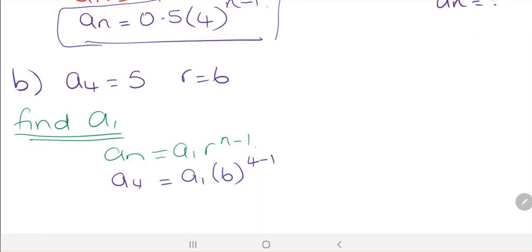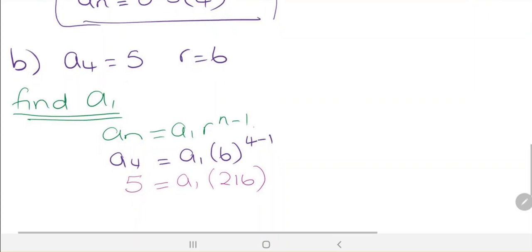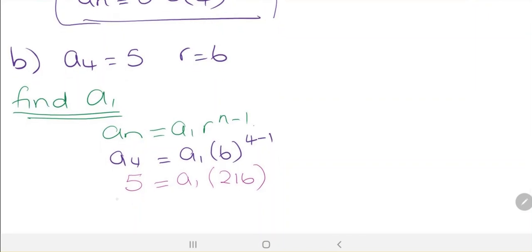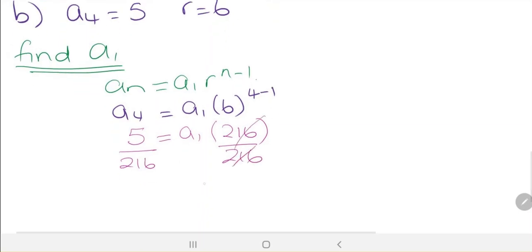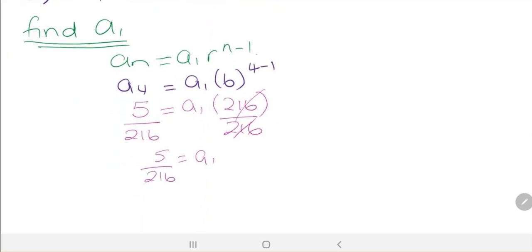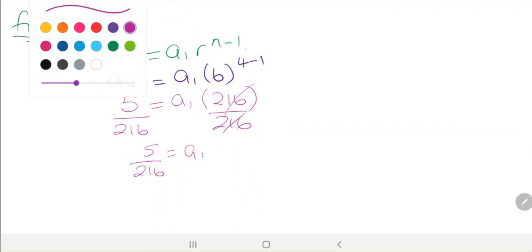Now I'm going to substitute in the values. So a4 we know is equal to 5, a1 we're trying to find, and we have 6 to the power of 3. If I work this out, this is going to be 216. So now we need to divide both sides by 216, and that will simplify. So a1 is going to be 5 over 216. Now I'm going to use this in my equation.